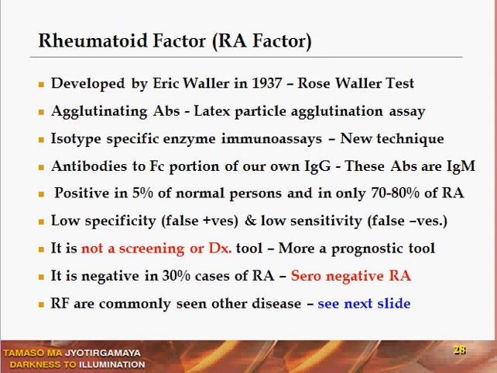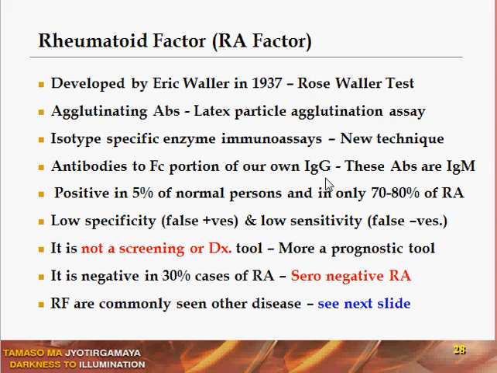The commonly used test by all of us for rheumatoid arthritis is rheumatoid factor, and we need to know a little bit about this particular test. This was developed by Eric Waaler in the year 1937, and it was earlier called the Rose-Waaler test. Rheumatoid factor examines agglutinating antibodies using latex particle agglutination assay. Newer agglutination assays use specific isotype enzyme immunoassays. These are new techniques. Rheumatoid factor is antibodies to the Fc portion of our own immunoglobulin.